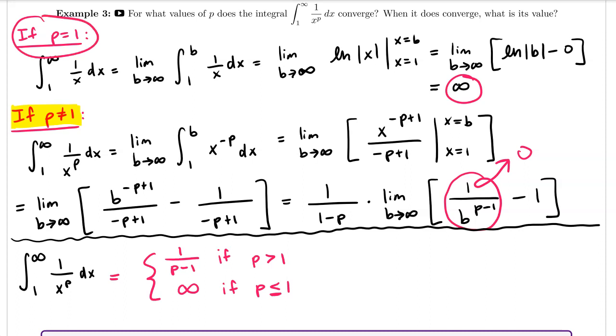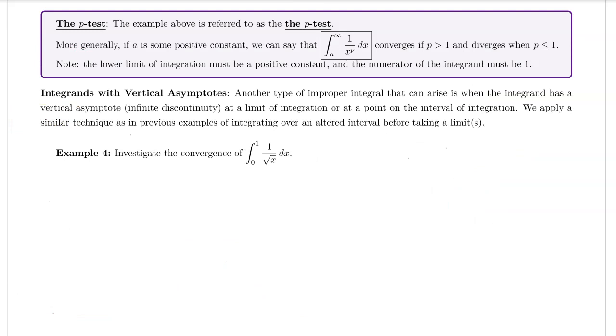So that's why I added this to that. And so here we have our final example. It turns out that the example that we just did is referred to as the p-test, and that's going to come up again later, so let's talk about it.